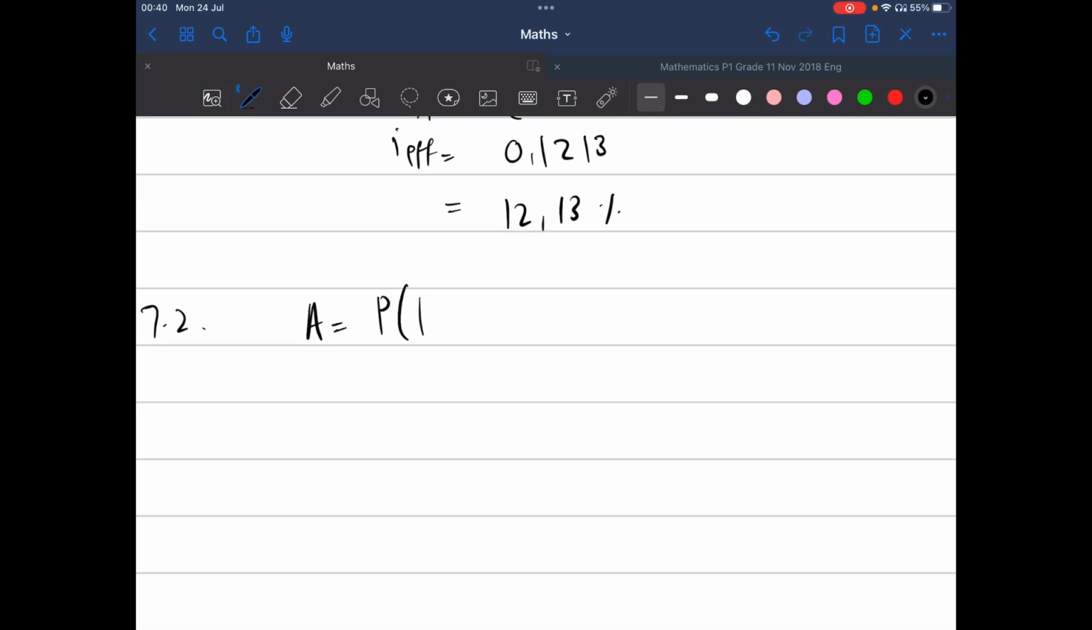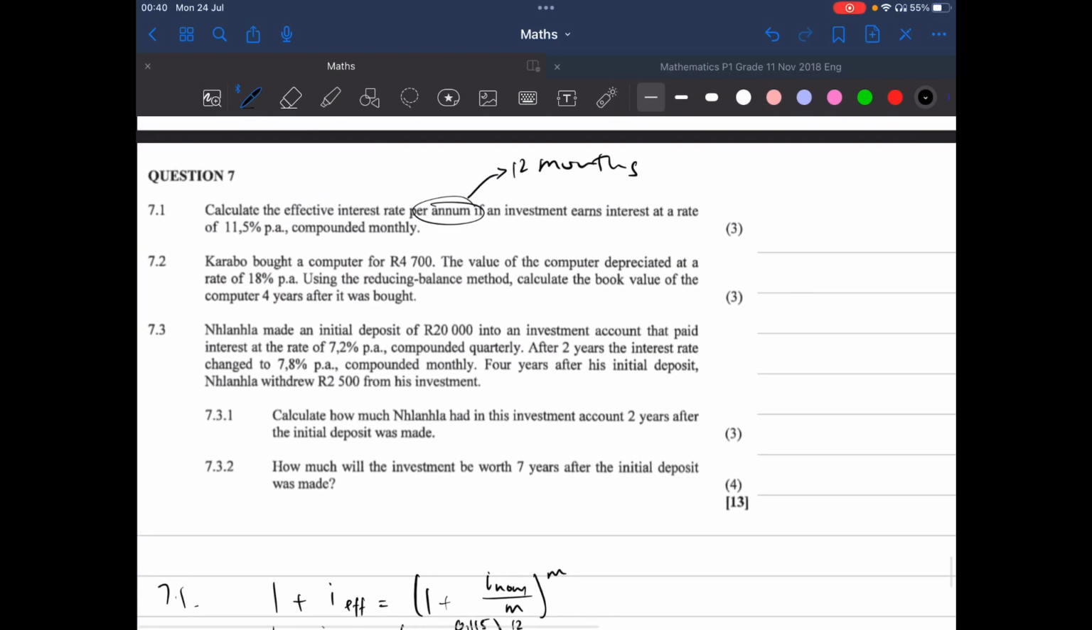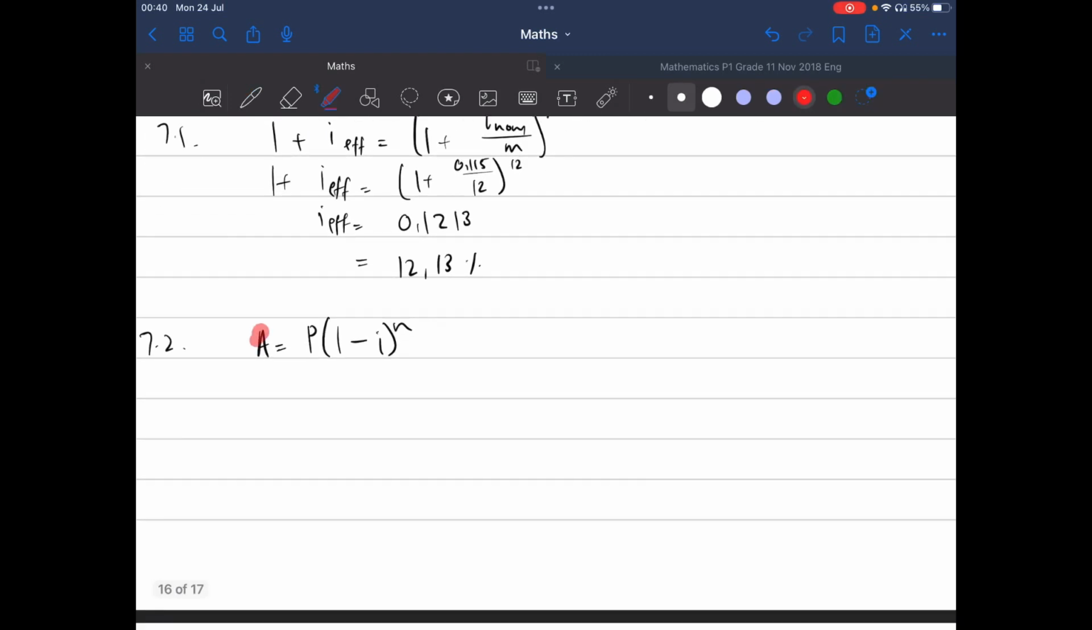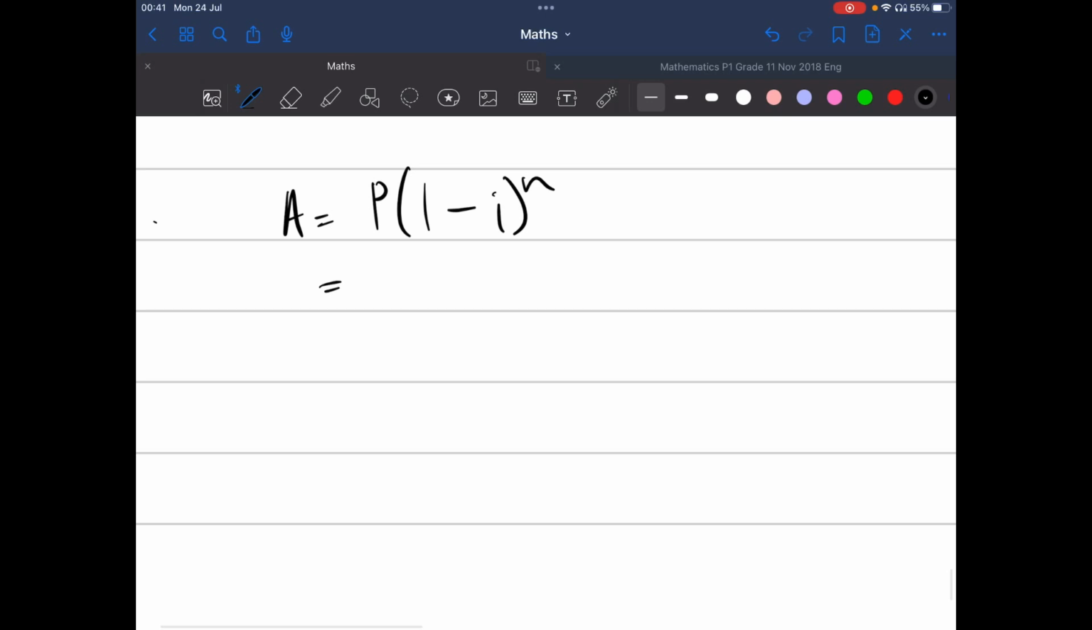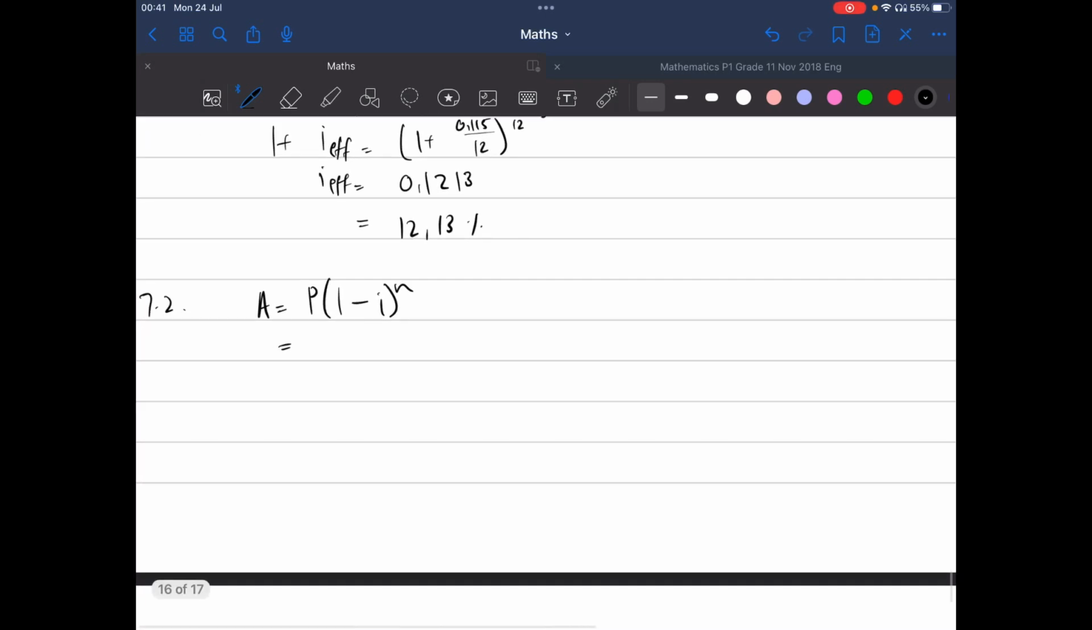A equals P(1... now in compound interest we have a plus here. So for reducing balance depreciation we have a minus. So minus i, to the power of n. Let's see what the question says. Calculate the book value. So in all these things, A represents the current value of the thing and P is the initial value. So we're solving for A in this case, and P is our initial value, which was 4,700.